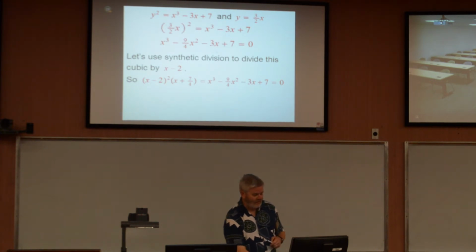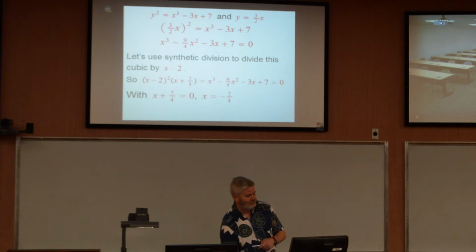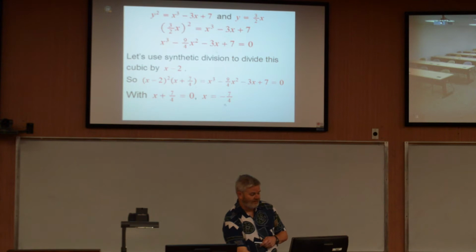But now we can find that third root. We can set the last factor equal to 0 and solve. We get x equals minus 7 over 4. Now if you plug that in, we get the y value. Let's go back to that, it'd be the easy way. Don't plug it back into here, that'd be another way you could do it, but that'd be hard. Let's plug it back in here.